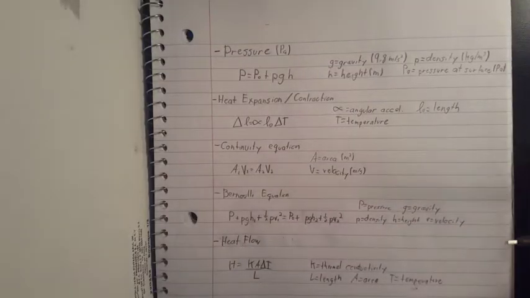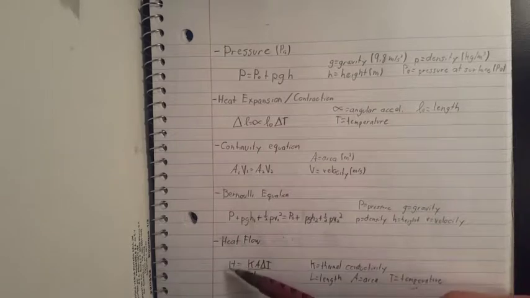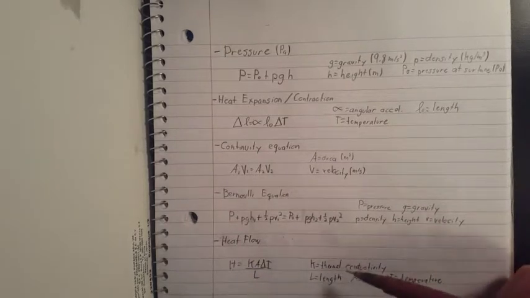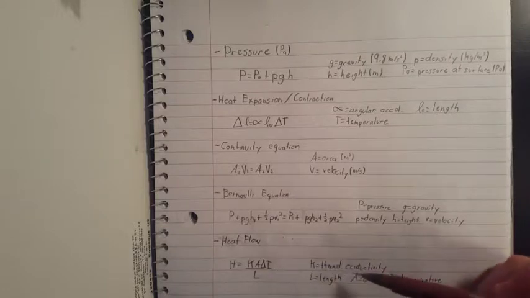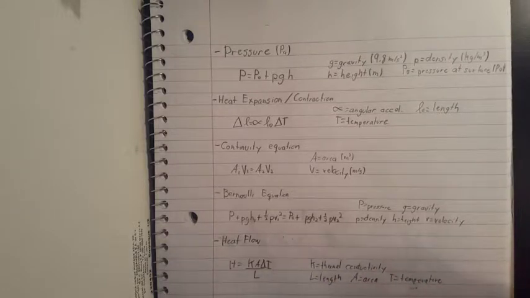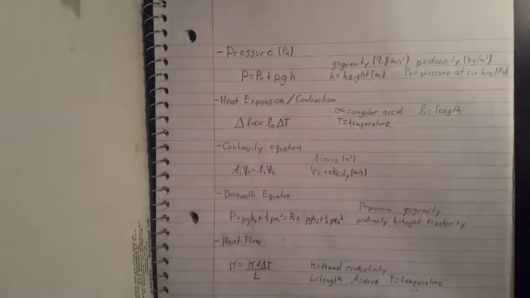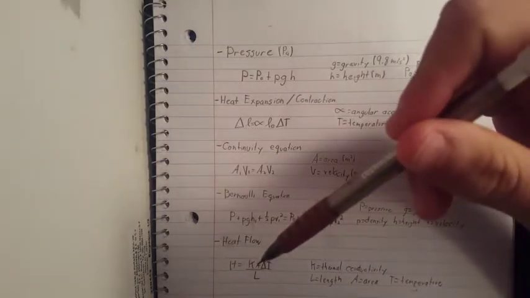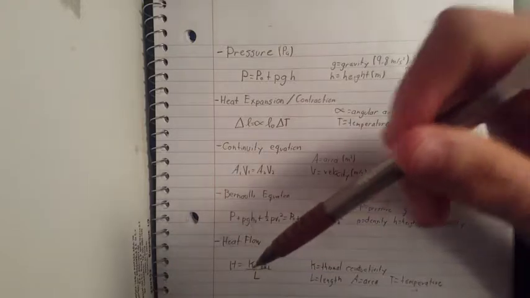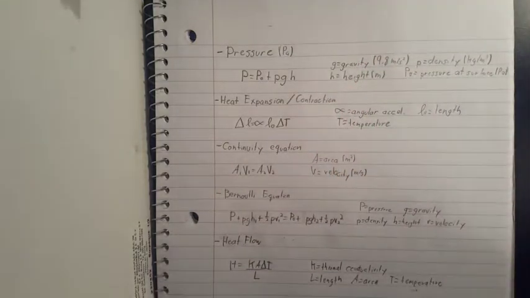This is a heat flow formula. So H, heat flow, equals thermal conductivity times area times total temperature divided by length. Now, one easy way to remember this is cattle, like a bunch of cows. H equals cattle.